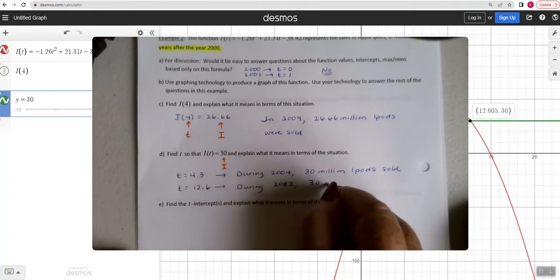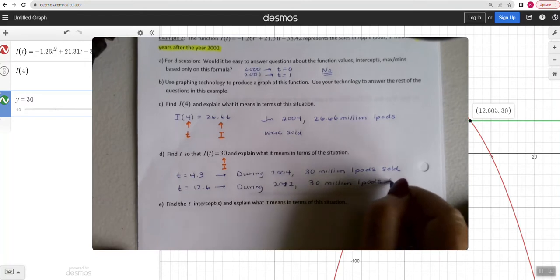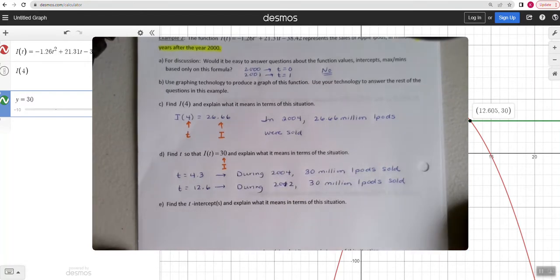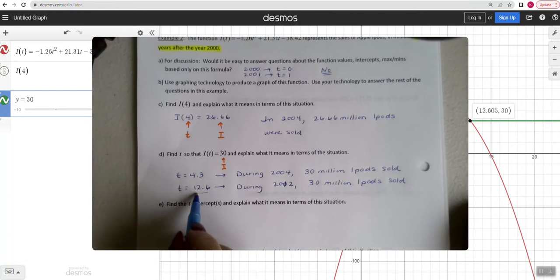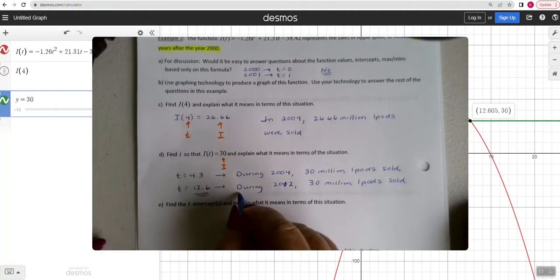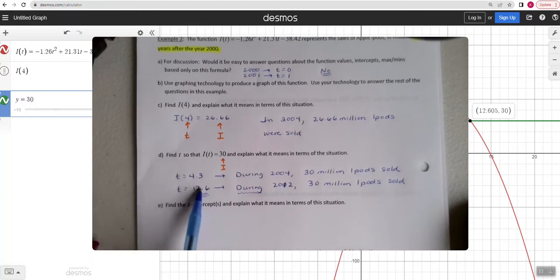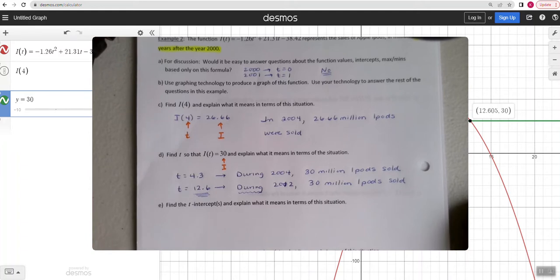Also 30 million sold. Now you might have noticed that I did not round this value up to 13. And the reason is that I said during the year. We haven't yet hit the year 2013. We're still during the year 2012. And typically that's how I'll answer these questions. I'll stay within the year that I'm actually talking about. All right, next question.